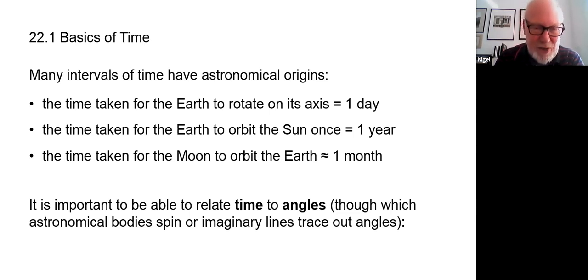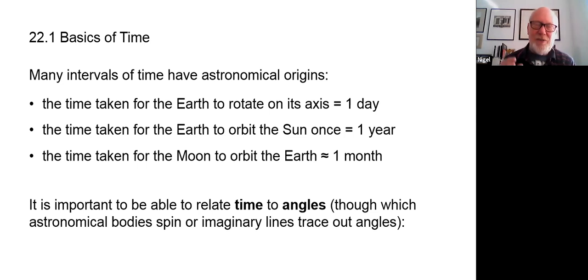And the time taken for the moon to orbit the Earth is round about a month. Now, months can vary between 28 days and 31 days. So we've got a little complication there with our calendar, but more or less, the moon orbits the Earth in just under a month. I mean, month is a corruption of the word moon. So there we are.